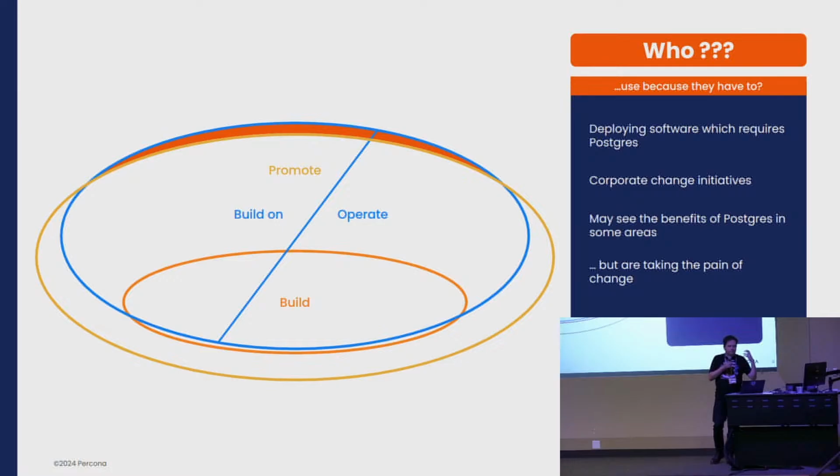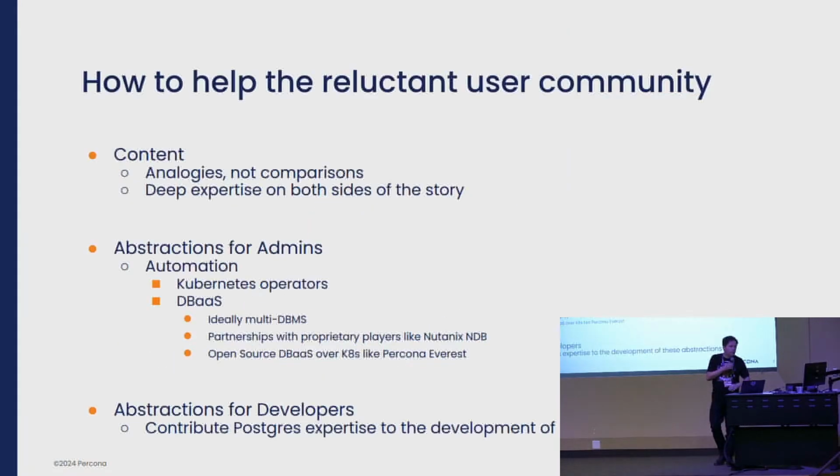And it's not that the members of this group don't see some benefits, but they also see a lot of change. So we need to help bring them along into that big yellow circle in a few ways. So the first thing is content. And the key thing about this content is it shouldn't be around comparisons. This is not why Linux is better than HP UX. This is analogies. You're familiar with it in this way. Here's what it looks like in our world.